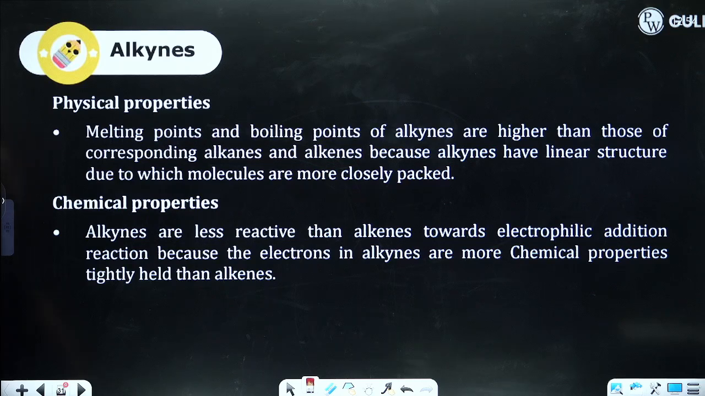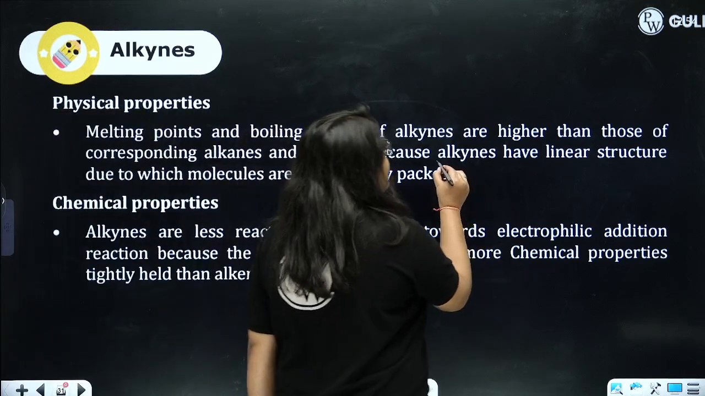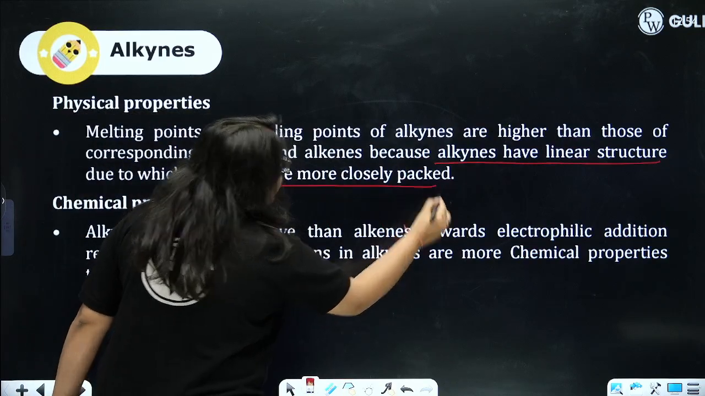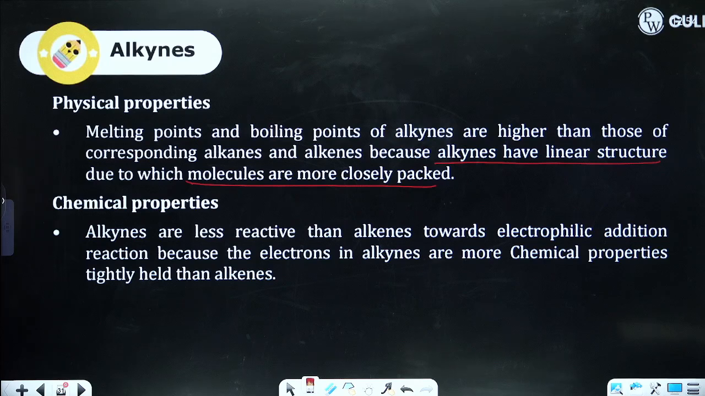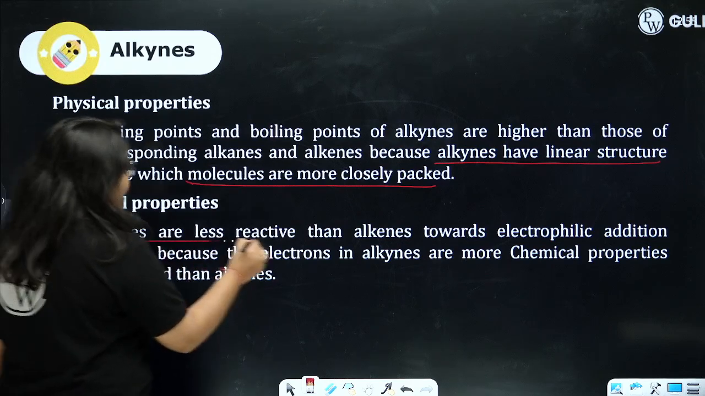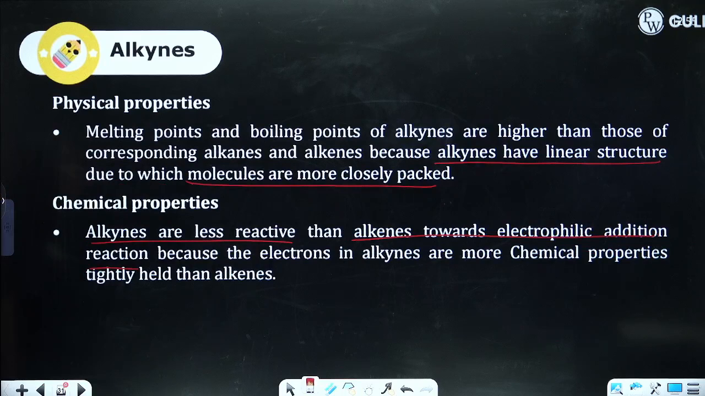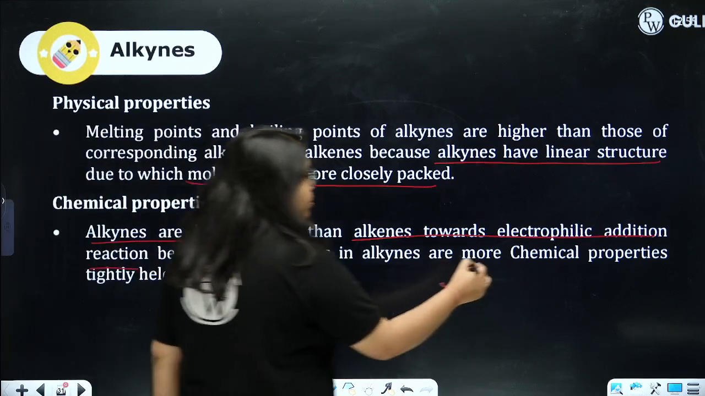Now, physical properties. Melting points and boiling points of alkynes are higher than those of corresponding alkanes and alkenes because alkynes have a linear structure. They have a greater surface area, due to which the molecules are more closely packed. And alkynes are less reactive than alkenes towards electrophilic addition reaction because the electrons in alkynes are more tightly held than in alkenes.